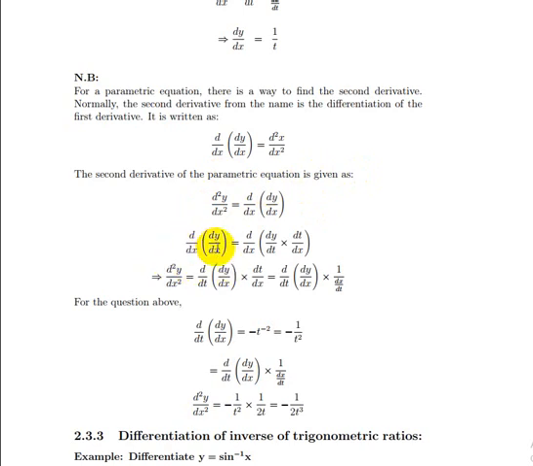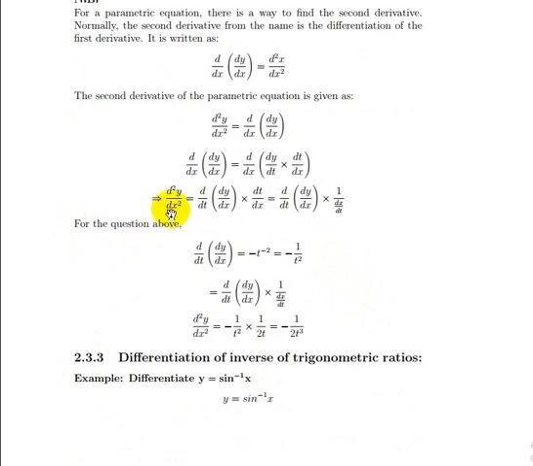Now if you say d all over dx of dy over dx, we initially proved that dy over dx is dy all over dt times dt all over dx. You can interchange the position of dt so that it becomes as such. If I place dy all over dx at this position, I'm going to have dt outside. So I'm going to have d all over dt of dy all over dx, times dt all over dx, but dt all over dx equals 1 all over dx over dt.